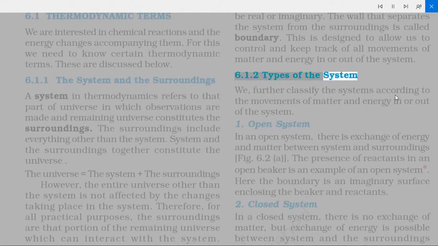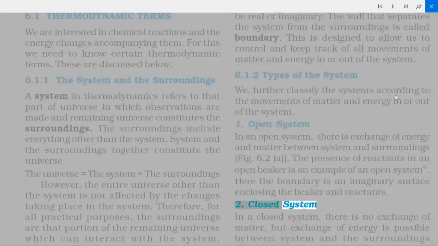Types of the system. We further classify the systems according to the movements of matter and energy in or out of the system. 1. Open system. In an open system, there is exchange of energy and matter between system and surroundings. Fig 6.2 A. The presence of reactants in an open beaker is an example of an open system. Here the boundary is an imaginary surface enclosing the beaker and reactants.